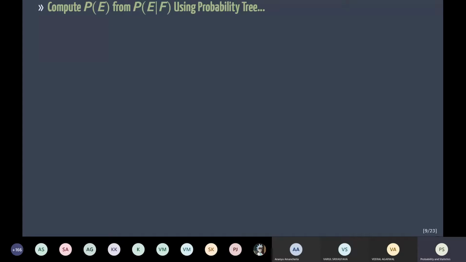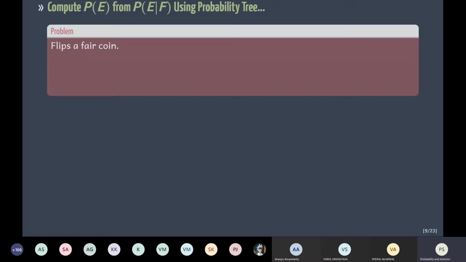Okay, now compute probability of E from probability of E given F using probability tree. Okay, let us see how we can solve the conditional probability problems using the probability tree that we have seen in the Galton board experiment. We have seen in a couple of other problems like the prisoner problem and the boxes problem and so on. So let us consider this experiment.